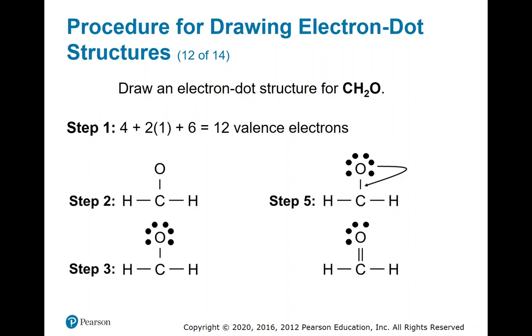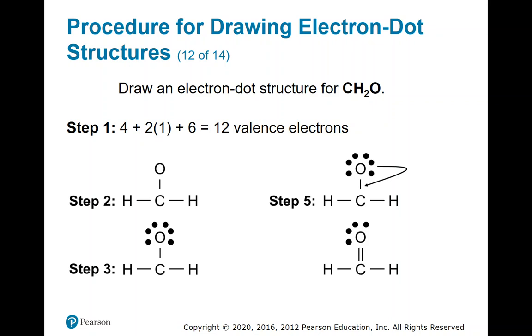Okay, so in all the previous examples we've looked at so far, I've told you that there was nothing to do in step 5, so let's change that up a little bit. So for this example on the slides, it asks us to draw an electron-dot structure for CH2O. This molecule happens to be formaldehyde, if you've ever heard of that compound before.